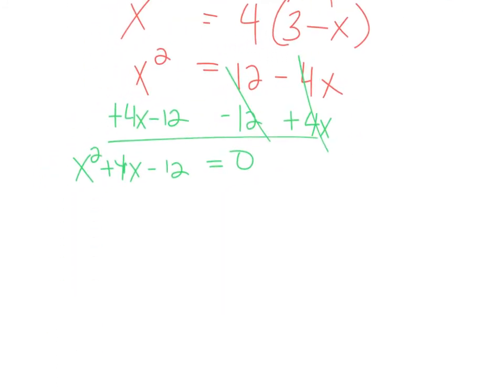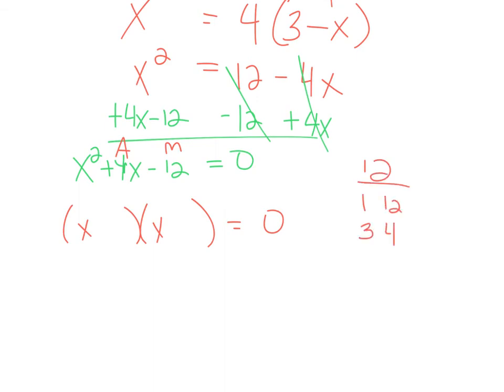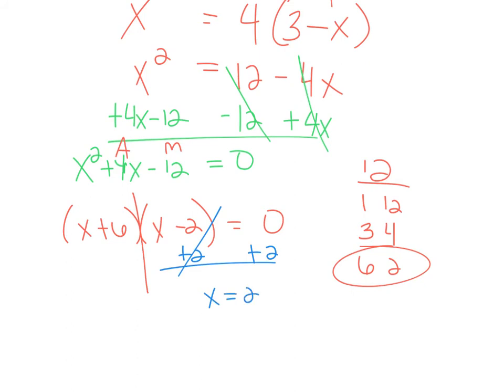And again, I'm going to do the AM method. What are your factors of 12 that add to 4? So 12 has 1 and 12, 3 and 4, 6 and 2. This is your pair. You're going to do a positive 6 and a negative 2. Split this down the middle and solve. So I'll add 2 over, x equals 2. Set this side equal to 0, subtract 6 over. You get x equals negative 6.